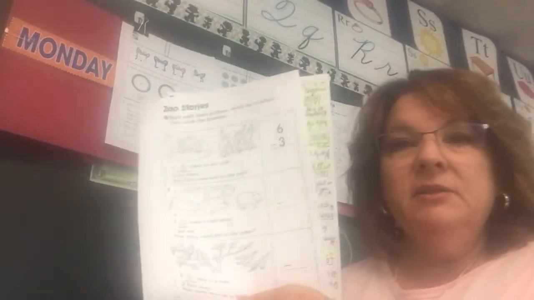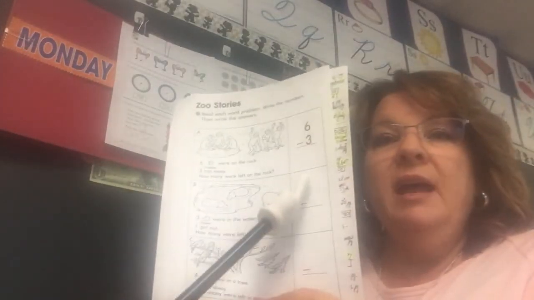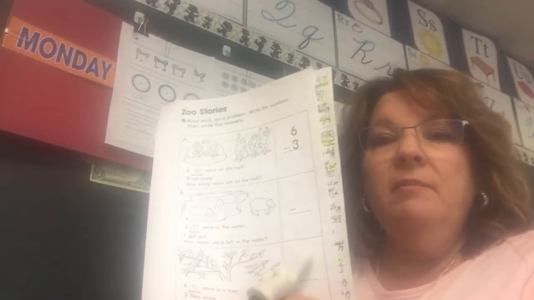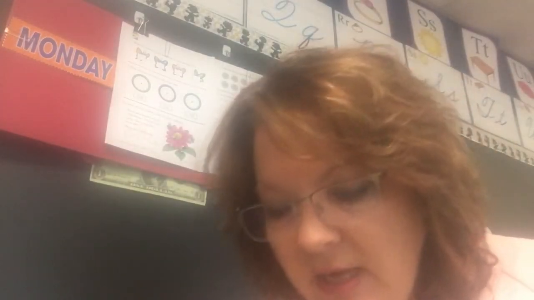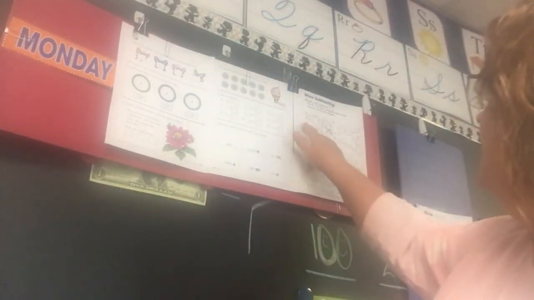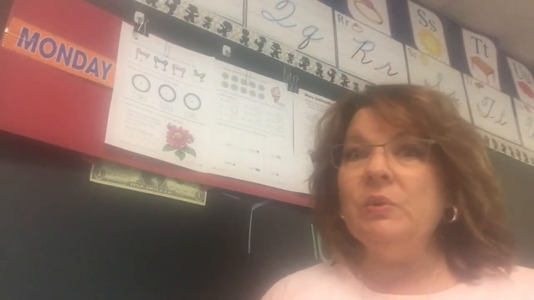Parents or grandparents or babysitters, sisters, siblings, you can read the story problems to them, and they're going to have to write the answers. And right here, they're going to actually have to write the story problem, okay? That's your zoo stories. Your other practice page is subtracting, and it's got animals up here, more subtracting with zoo stories, okay?